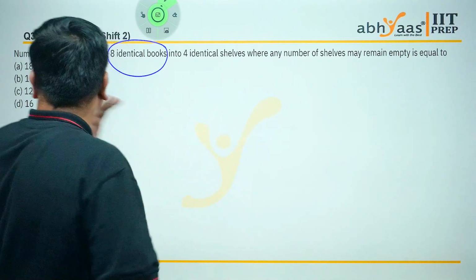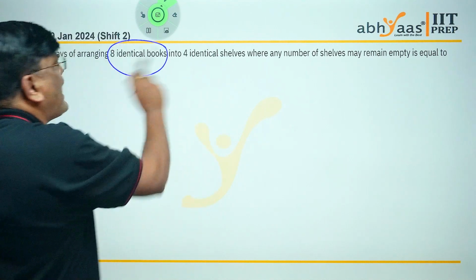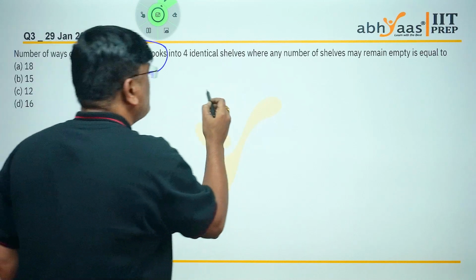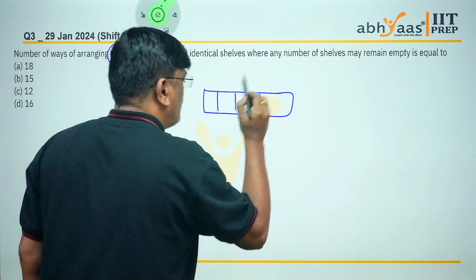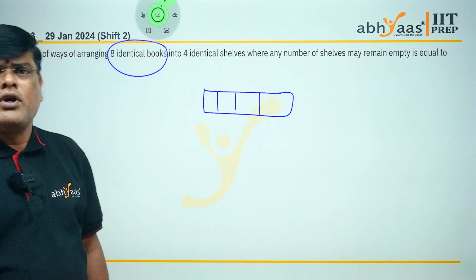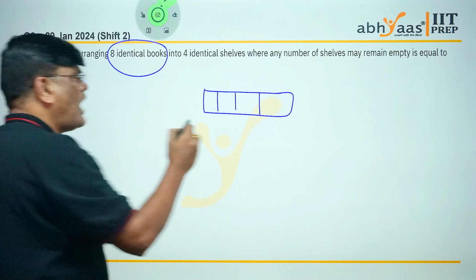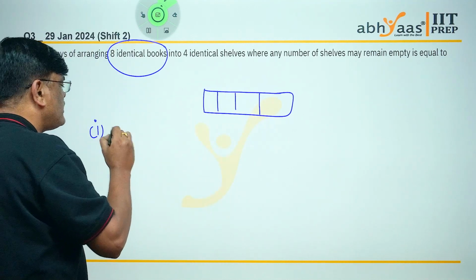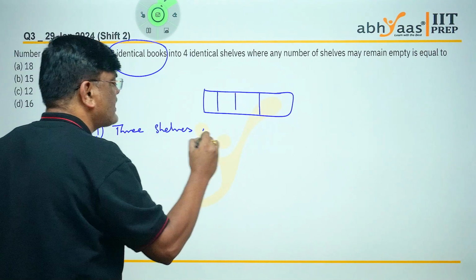Okay, here for this also there are 2 methods, beta. I will say one method. 8 identical books into 4 identical shelves. For example, these are the shelves: 1, 2, 3, 4. So here we can keep any shelf empty. First I am writing the cases here. I have a total of 8 books. So first I am taking one case, where I am keeping 3 shelves empty. This is my first case.